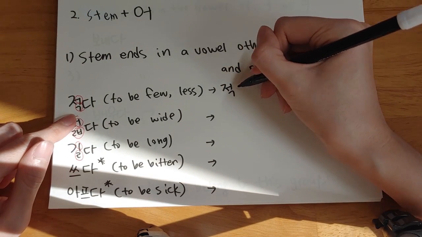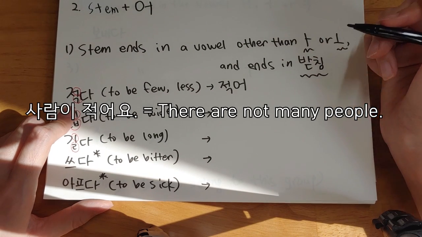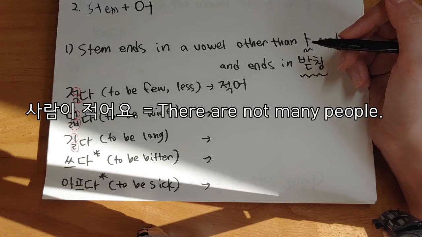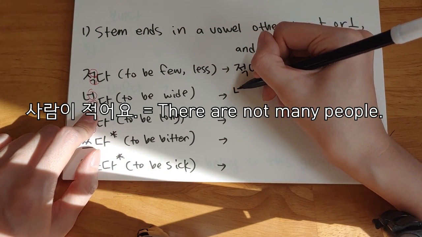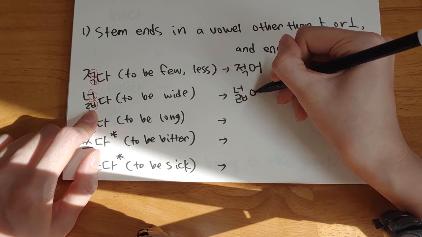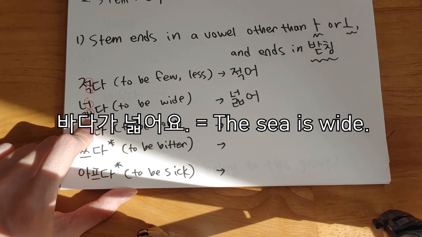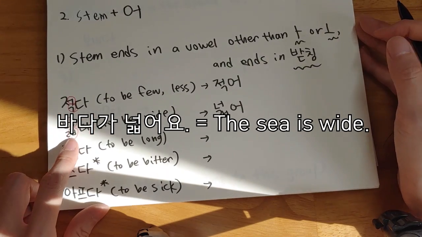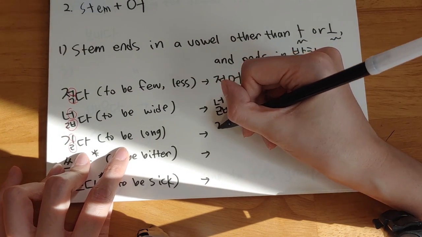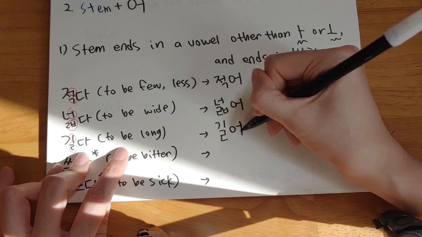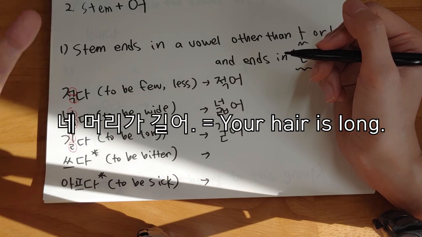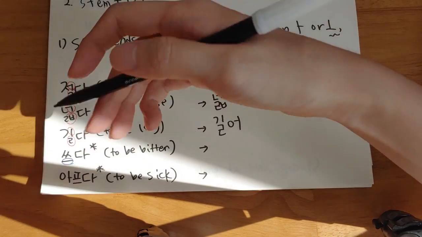So 적다 becomes 적어. So if you want to say there are not many people, you can say 사람이 적어요. And 넓다, 넓어. When you want to say the sea is wide, you can say 바다가 넓어요. And 길다 as well, 길어. When you want to say your hair is long, you can say 네 머리가 길어, right?